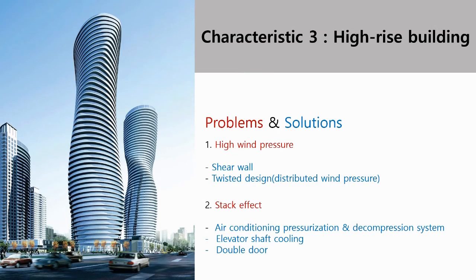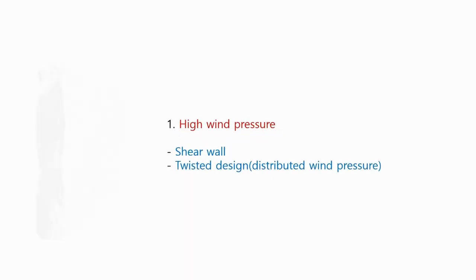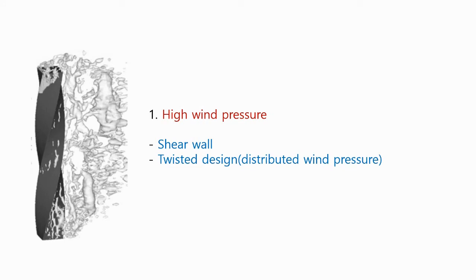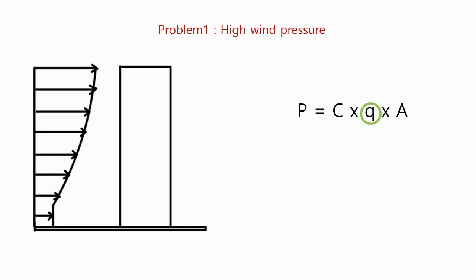Next, I will explain the problems that occurred while implementing the high-rise building and how to solve them. The first problem is the high wind load. Looking at the equation of wind pressure, the wind pressure increases as the height of the building increases. The air velocity pressure increases. Therefore, high-rise buildings are greatly affected by wind pressure.